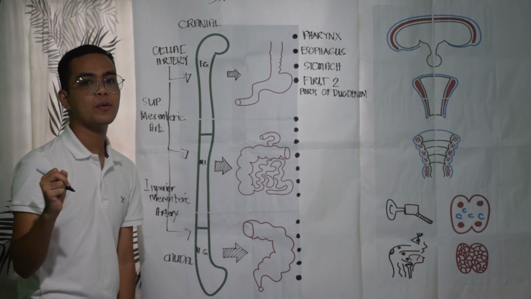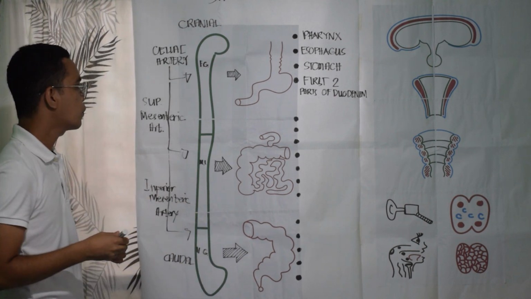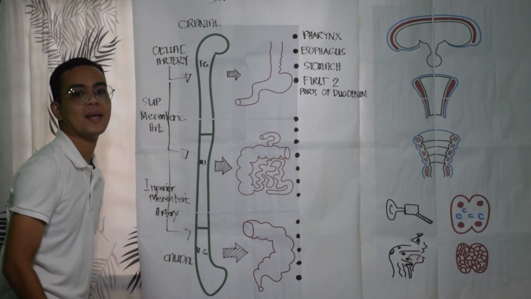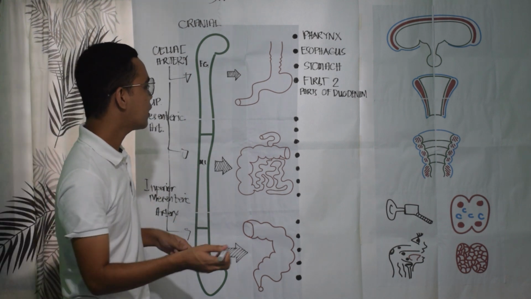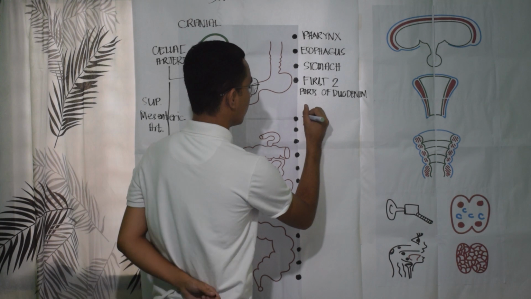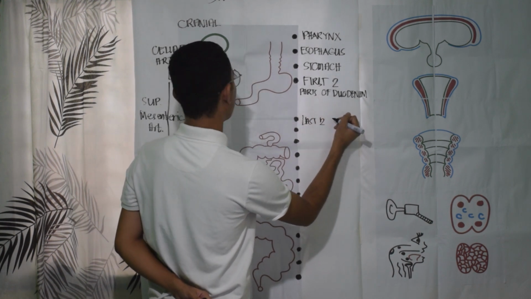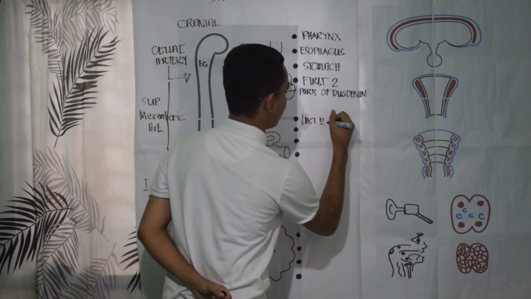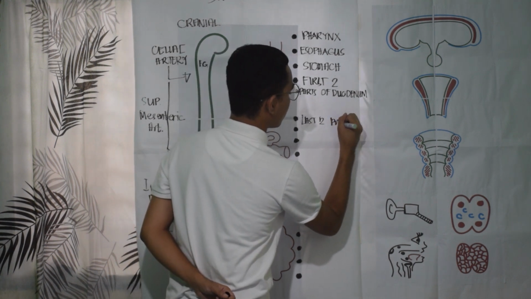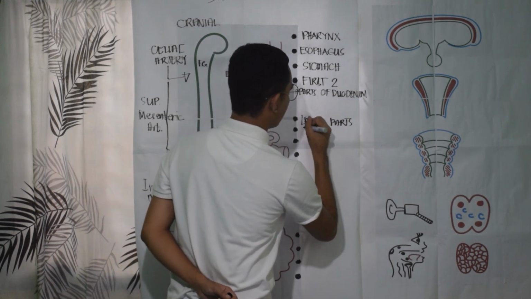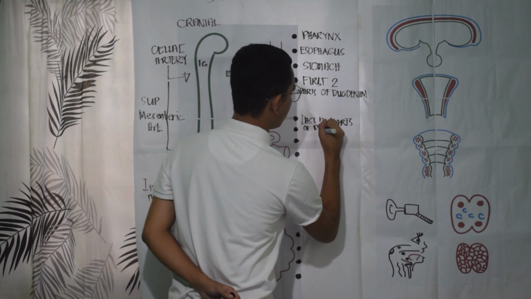Don't worry, guys. I will be providing the slides for this one with all these labels. We have the last two parts of the duodenum formed in the midgut. Last two parts of the duodenum.